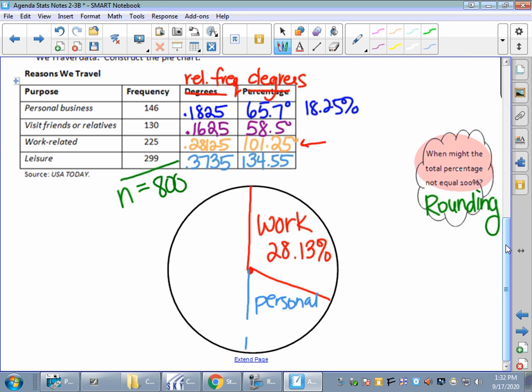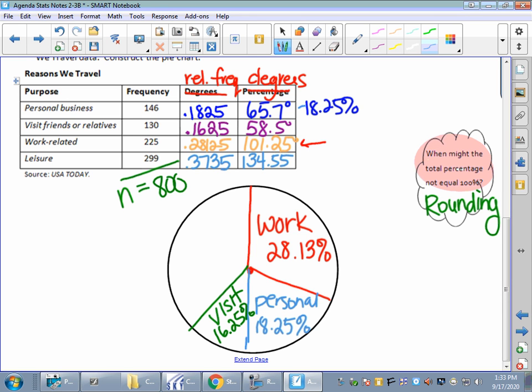18.25, sorry. That was degrees I was doing. 18.25 degree or percent. Check that one off. 58.5 is going to be a little bit less than this one, a little bit more than halfway, so that's probably going to be something like that maybe. That's going to be visiting, and that's at 16.25%.